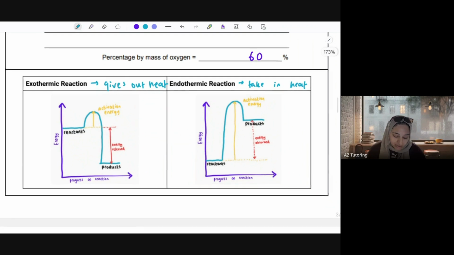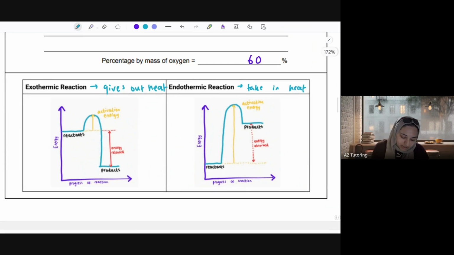You need to understand the reaction profile. So just explaining this to you briefly. For the exothermic reaction, you always draw your reactants higher than your products. The reason why, in an exothermic reaction, you're losing heat energy, is that's why your products are lower than your reactants. In an endothermic reaction, you're absorbing heat, you're taking in heat. So the heat energy of the products has increased.